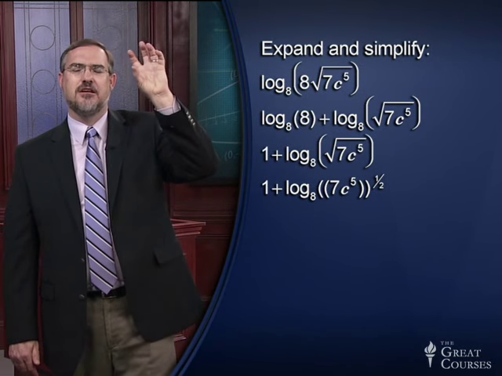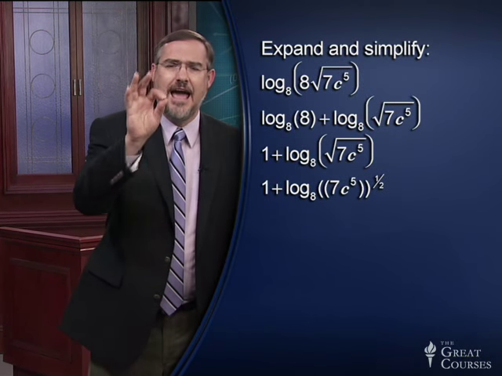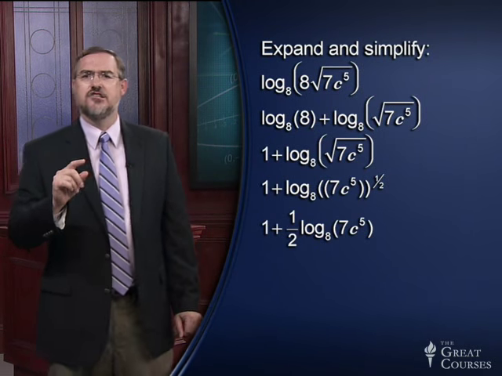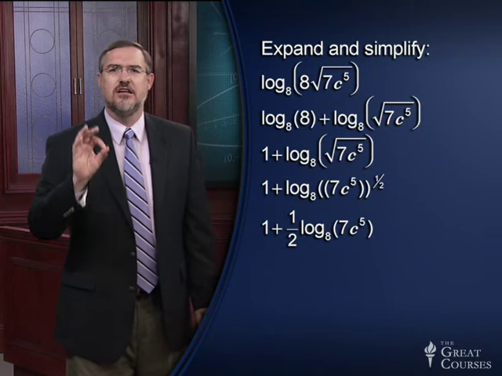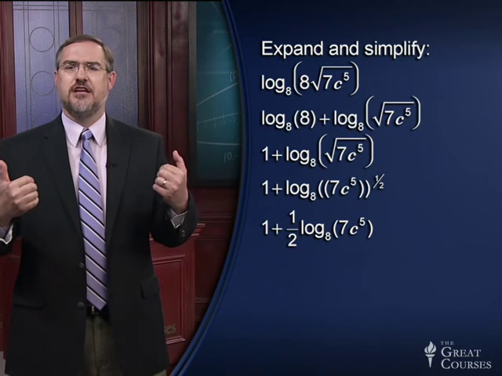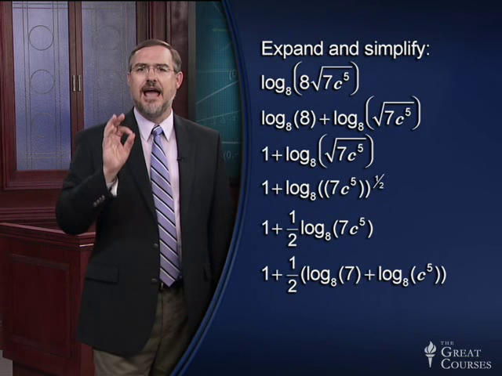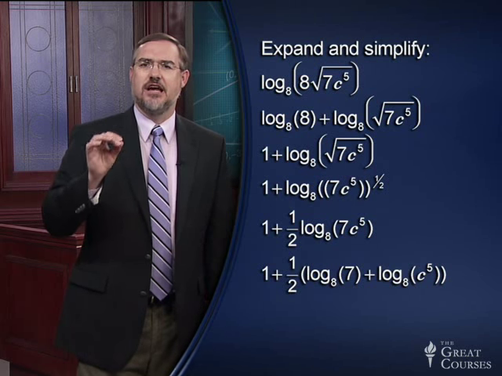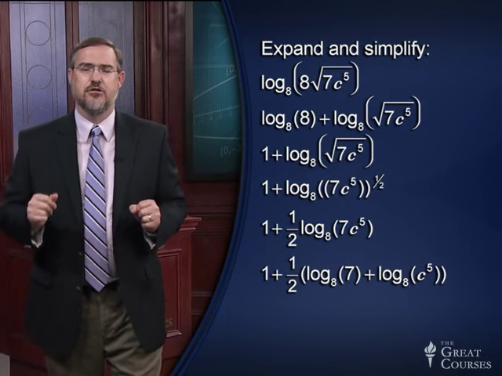And now that I have that power of 1/2, the third property allows me to pull that 1/2 and place it out in front. And that means I now have 1 plus 1/2 times the log base 8 of 7c to the 5th. Now let's keep going. The 7c to the 5th can also be split up because it's a product. And I'll have 1 plus 1/2 times the log base 8 of 7 plus log base 8 of c to the 5th. And that 1/2 has to be multiplied with both of those terms.